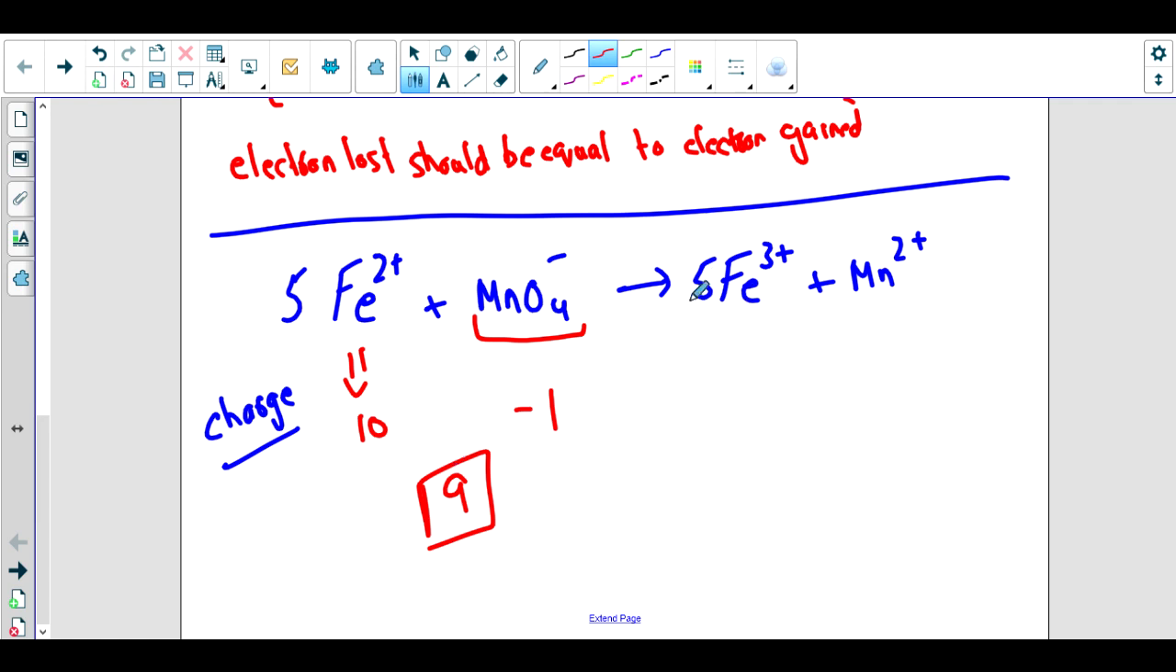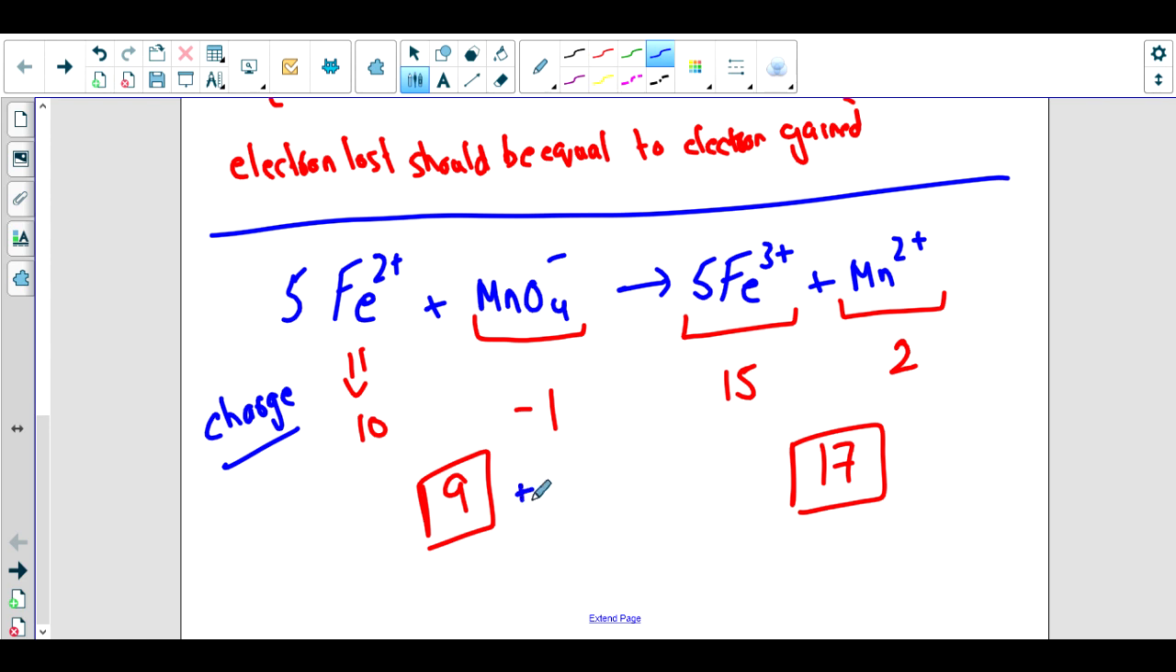Now let's check the product side. 3 multiplied by 5 becomes 15, and Mn is 2. So 15 plus 2 becomes 17. They are not equal. How much is this short? This charge is short by 8. It is 8 short because this is 17 and this is 9, so I have to add 8 to make it equal.